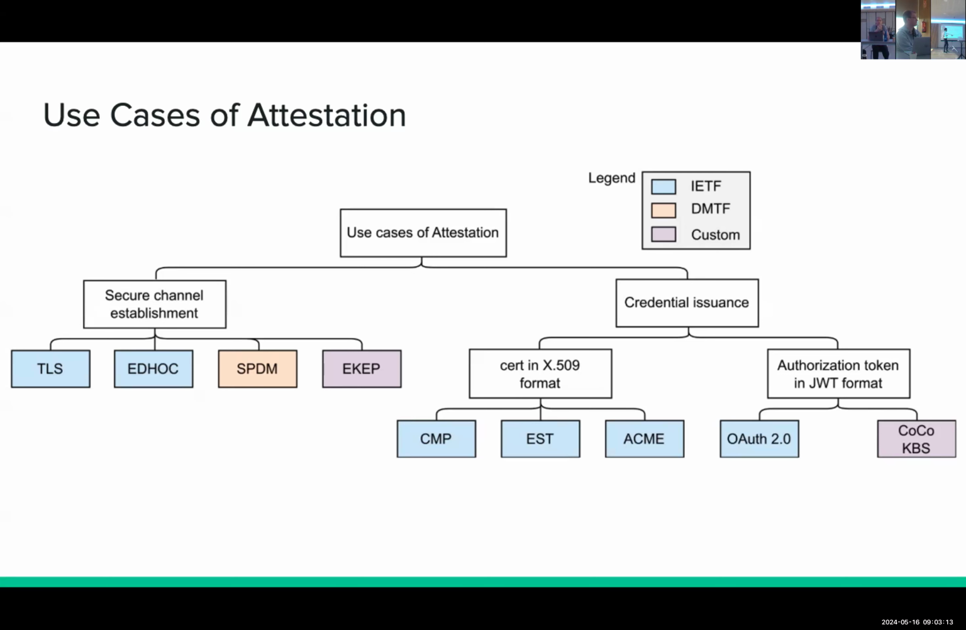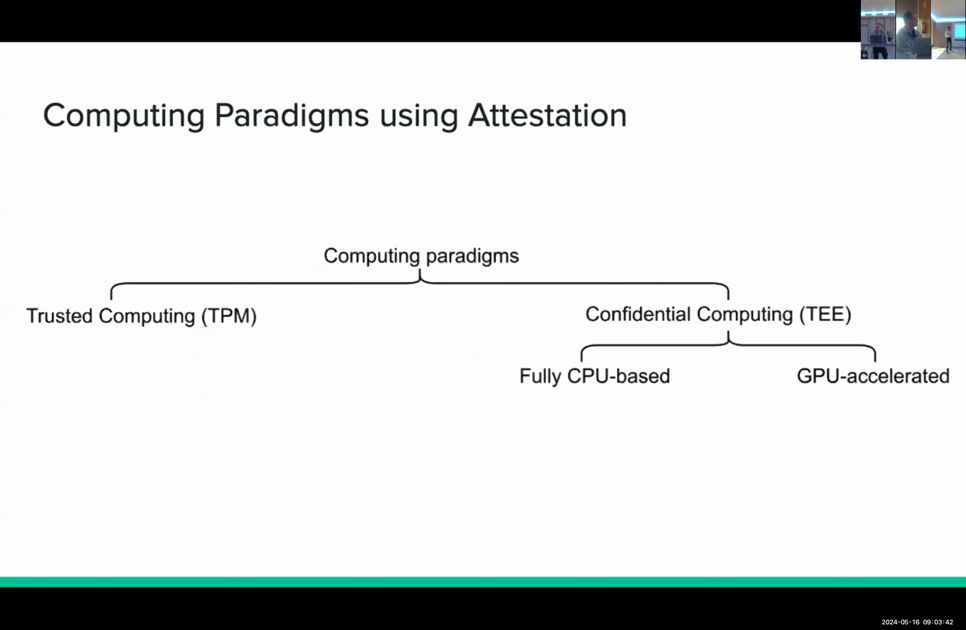And in this category, we have a number of protocols like CMP, EST, ACME, which are listed here. And on the other side, from the IETF, for authorization tokens, there is OAuth, a very famous protocol. And the CoCo KBS, the key broker service, is the other part, which is non-standard or custom. So this gives an overall overview of the ways in which protocols are actually using attestation. Next, please.